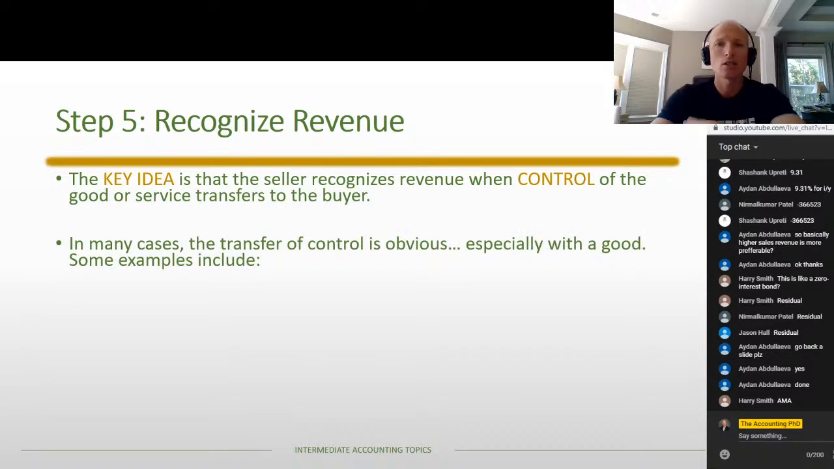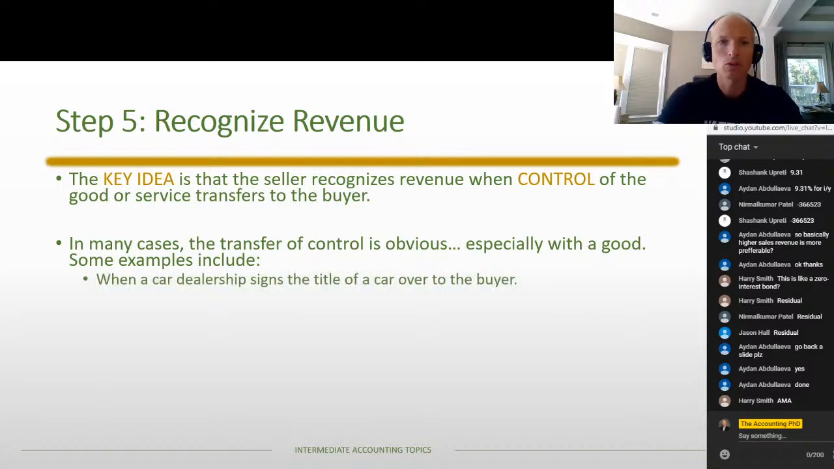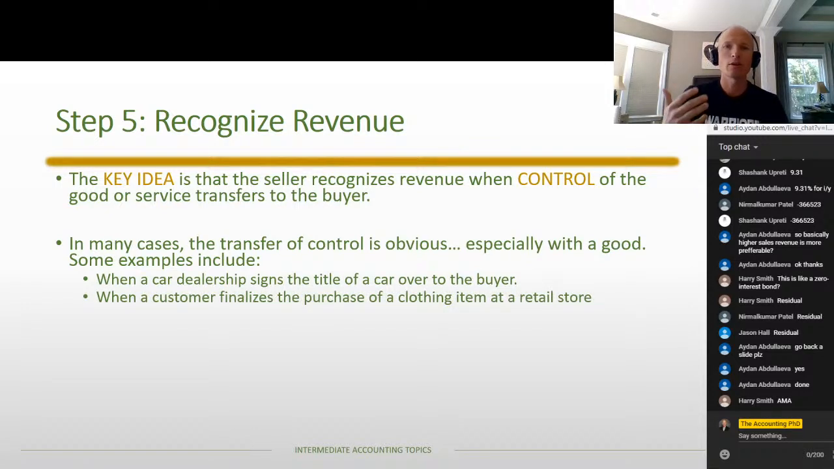So in many cases, the transfer of control is obvious. Obviously, it's especially true when you have a good. So some examples. When a car dealership signs the title of a car over to the buyer, now control has been transferred to the buyer. If a customer finalizes the purchase of a clothing item at a retail store, like you walk out of the store with the sweater or the jeans or whatever, well, guess what? The customer now controls that item, and so we can recognize revenue.